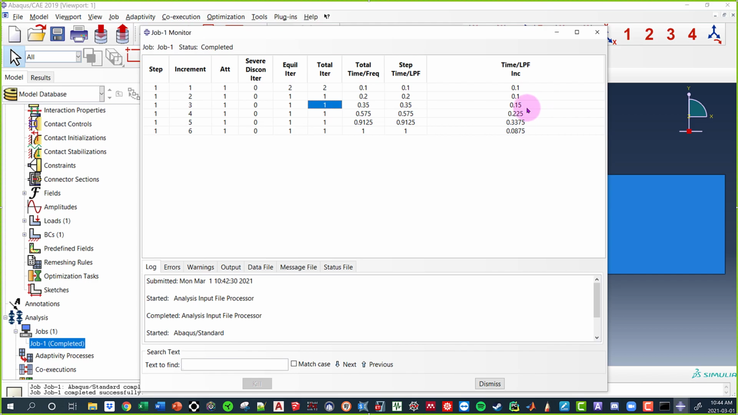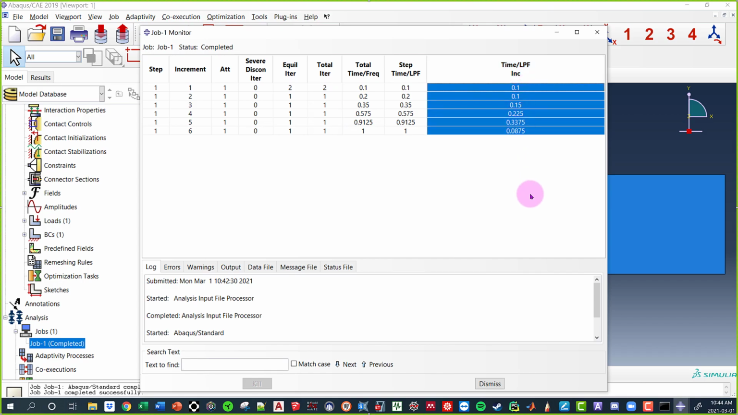So it says, okay, well, if this is going so well, instead of going up by 0.1, I'm going to go up by 0.225 kilonewtons. It's saying, okay, well, that also worked well. So then I'm going to go up by 0.33. So this is ABAQUS's automatic sensor to try and figure out, okay, if the increments are going well in the Newton-Raphson method, I can try increasing that step size.